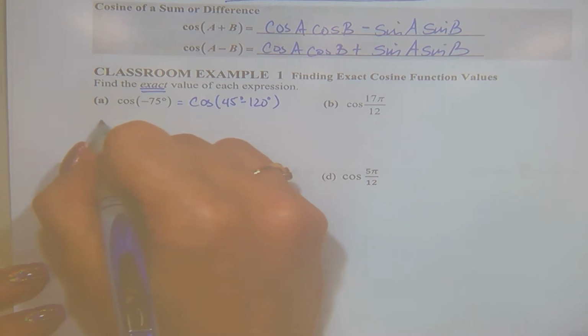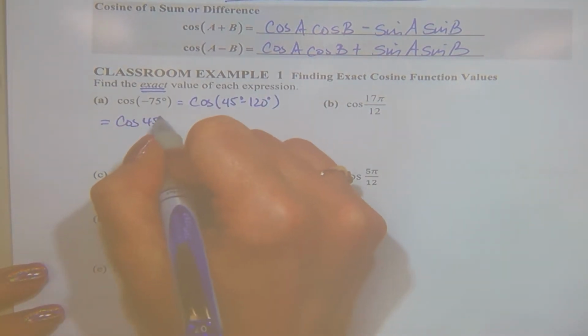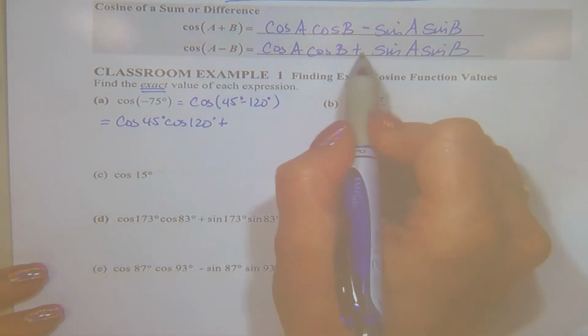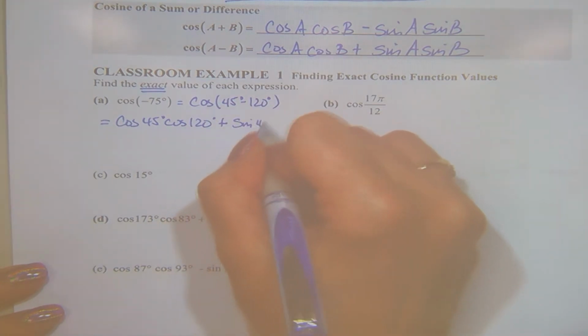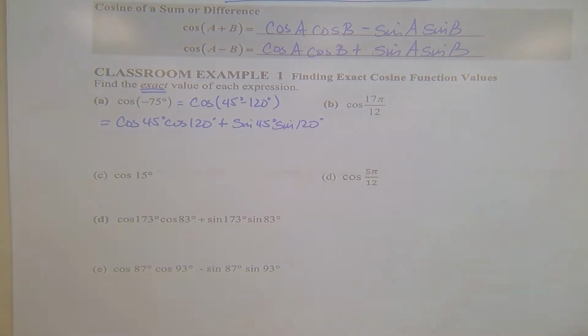Cosine difference. Cosine A, cosine B. So that's cosine 45 degrees, cosine 120 degrees. Plus, because cosine difference, I find the sum of the products, sine of 45 degrees, sine of 120 degrees. Don't forget your degree symbols, otherwise you've got radians, and that is not the same thing, guys. Make sure you use your degree symbols.